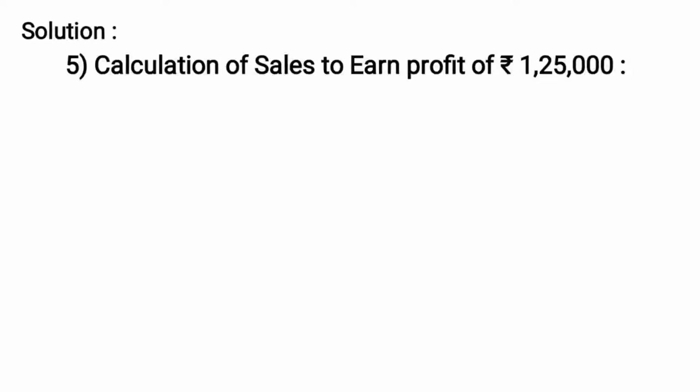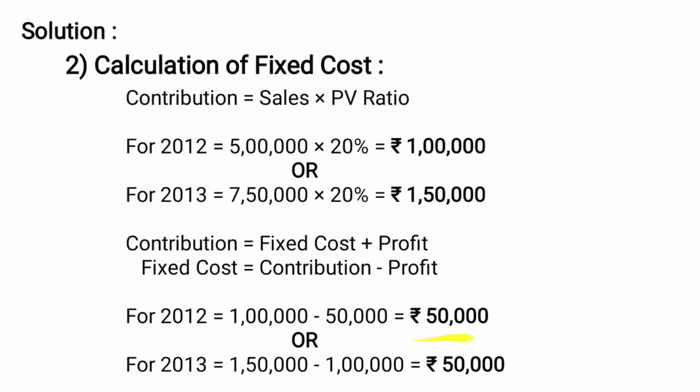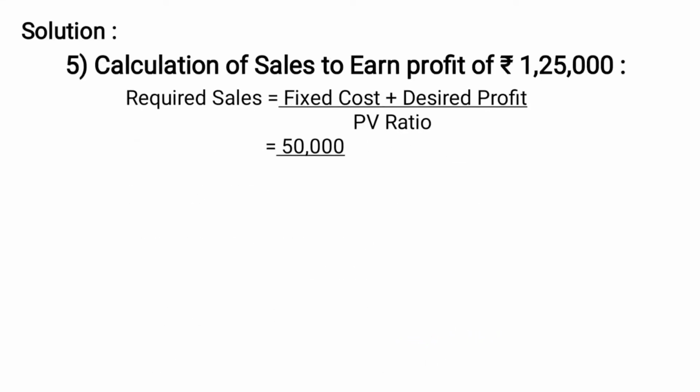Fifth, calculation of sales to earn profit of rupees 1,25,000. So required sales is equal to fixed cost plus desired profit divided by PV ratio. So fixed cost amount is rupees 50,000 plus desired profit amount is given as 1,25,000 divided by PV ratio, which is 20%. So required sales amount will be rupees 8,75,000.